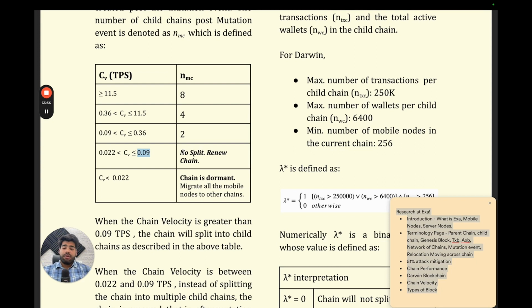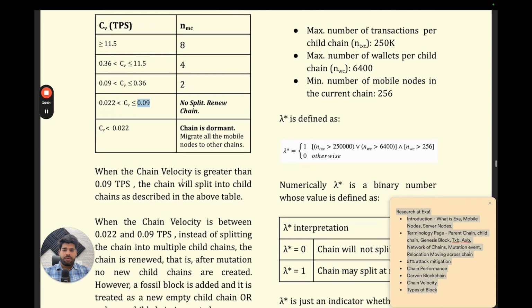And there is a possibility that the chain is so slow for its mutation that we call it dormant. So a dormant chain will progress very slowly, and we don't want that in the network. So what we do is we terminate the chain, and we migrate all the mobile nodes to other child chains that are near to that mobile node. And when I say near, I'm talking about the network latency that is near to my node.